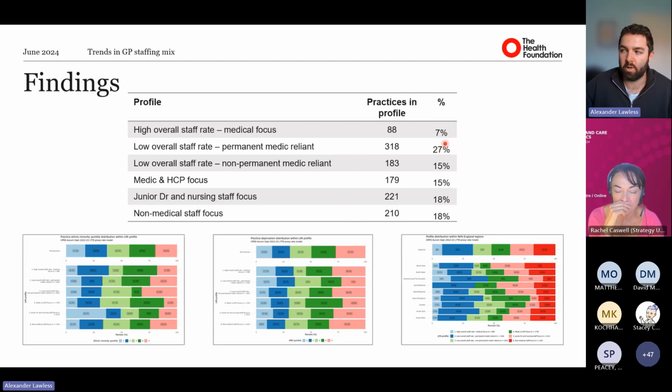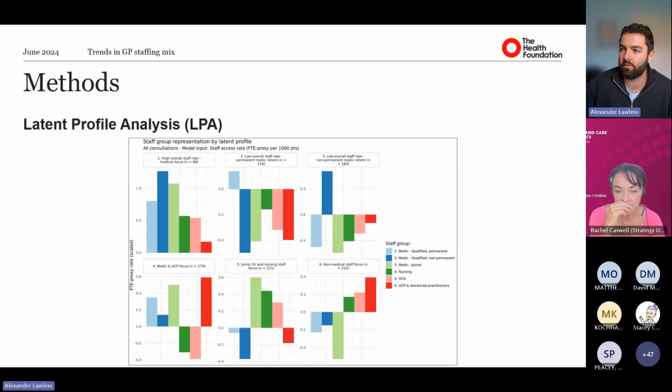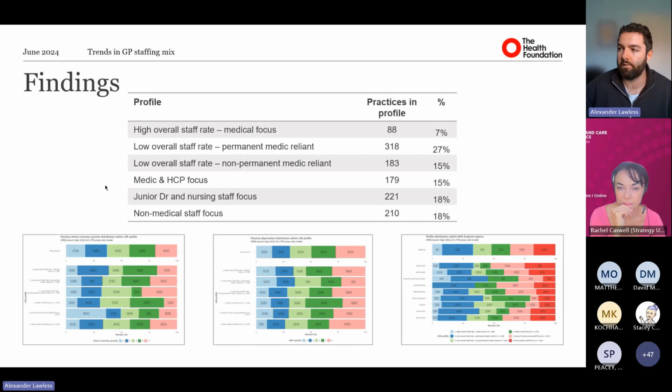The most populated profile is the low overall staff rate with the reliance on fully qualified permanently employed medics. So just to remind you, that was this one. So this is almost the default. You can almost consider this the default approach to GP staffing at the moment, given it's the most common. And then the rest of the profiles are similarly populated, which is a tick in the box for our model, I think.